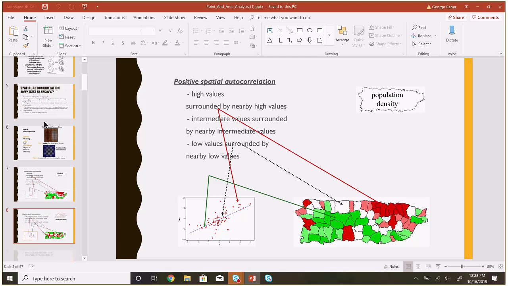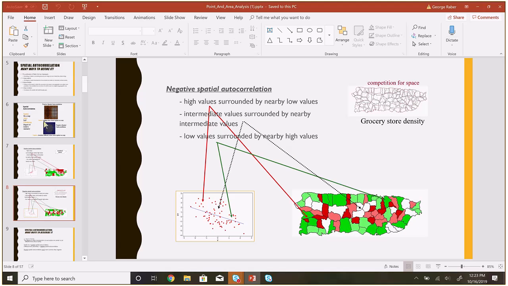So here's an example of negative spatial autocorrelation. Now you can kind of see how when the GIS software does what it does, you can see how it's doing it, right? It's building this kind of chart, and here we've got negative spatial autocorrelation. In other words, the trend is going down. In this case, it's grocery store density. So high values are surrounded by nearby low values. What does that mean with grocery store density?